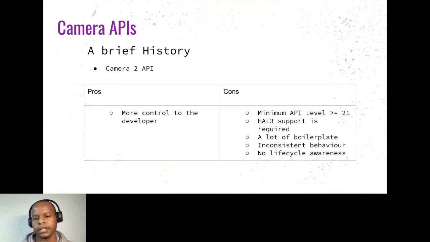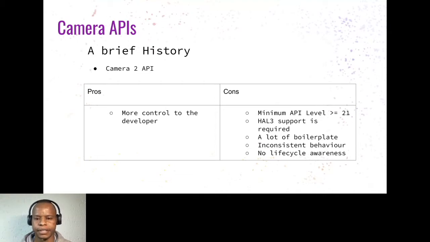So consequently, what that means is that depending on what you are doing with the camera API, or what you are doing in your app, or what your use case is, you might have to have logic for specific devices. There's also a whole lot of boilerplate associated with this camera API.